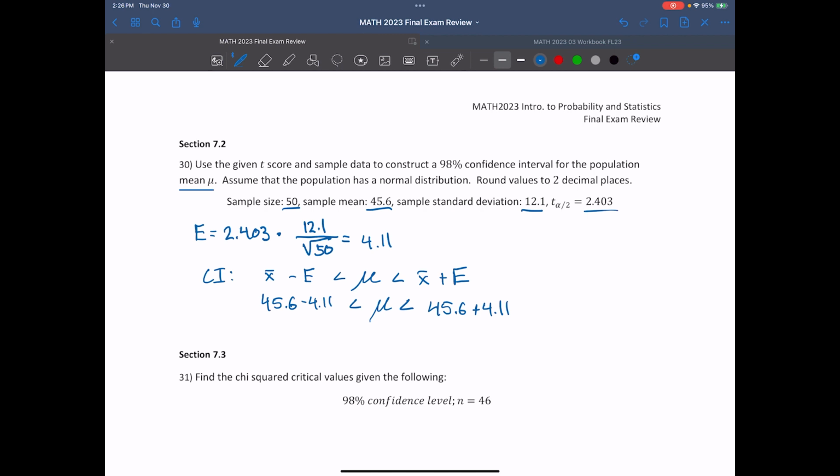Doing that computation, the workbook puts it in interval notation. So it's going to be 41.488. They just do interval notation, but I'm going to use a compound inequality again. So then the right bound is 49.712. So there is our confidence interval.